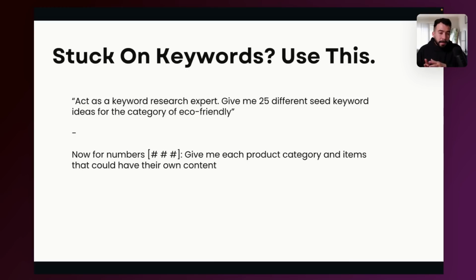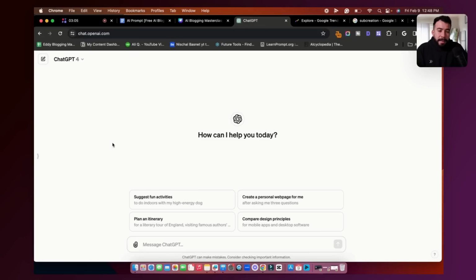Now, if you're stuck on keywords, you can use this prompt, which I'm going to show you how to use. You can ask ChatGPT to become a keyword research expert and have it give you 25 different seed keyword ideas in your category. So let's jump into ChatGPT and show you how you can find keyword ideas from the very start. Now that we're in ChatGPT, I'm going to go ahead and enter the prompt.